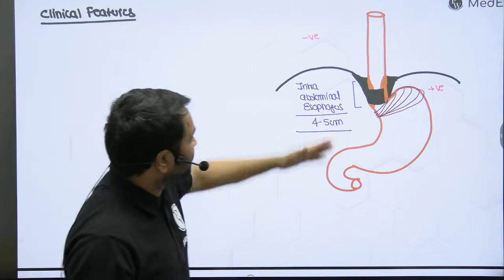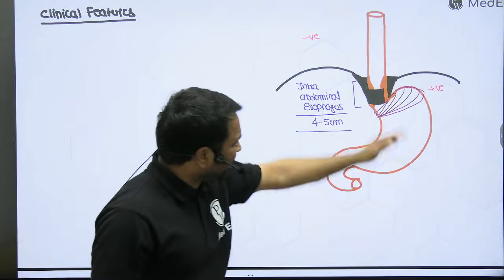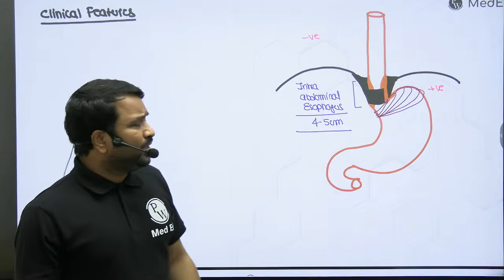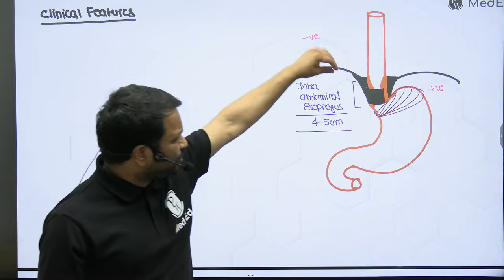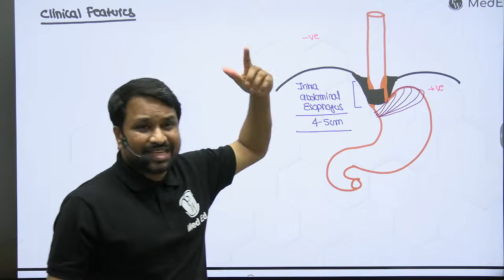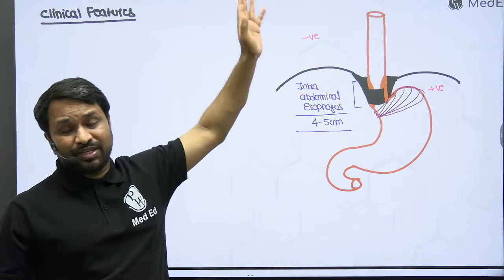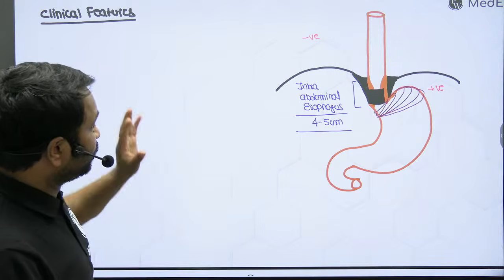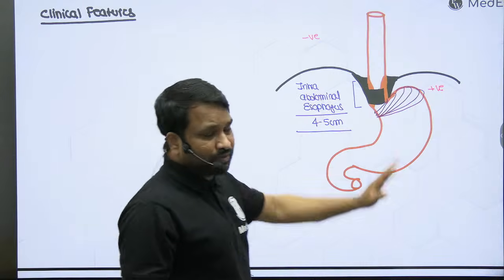So one is the crus of the diaphragm, the intra-abdominal length of the esophagus, the angle of His, and your fundus, which has the sling muscle fibers. Then you have hypertrophied circular muscles in this area, and increased tone in the lower part of the esophagus. All these are going to contribute to the lower esophageal sphincter.